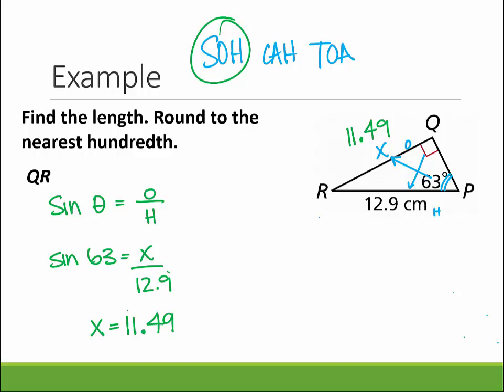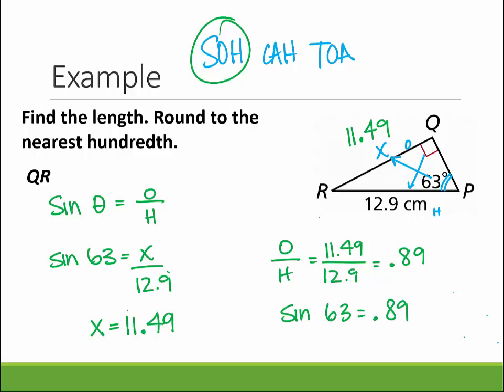And again, you can check this. You want the ratio of opposite over hypotenuse, so 11.49 over 12.9, to equal what the sine of 63 degrees is. So I get 0.89, and if I take the sine of 63, I get 0.89. So we check that we found the correct length.